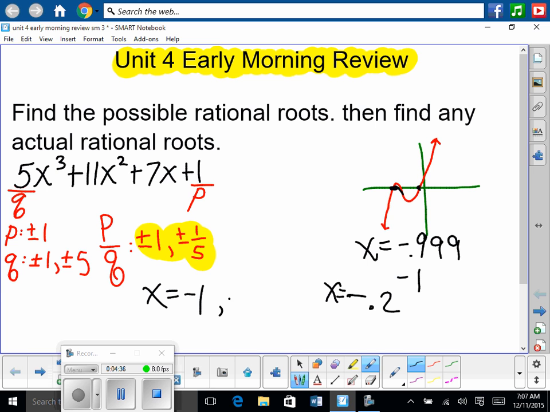So we know -1/5 is also a root. So you guys get what I'm doing there, right? Checking them all. So those are my 2 rational zeros.